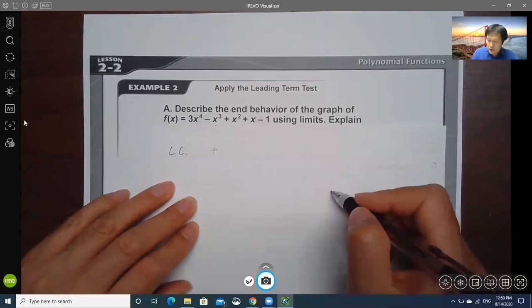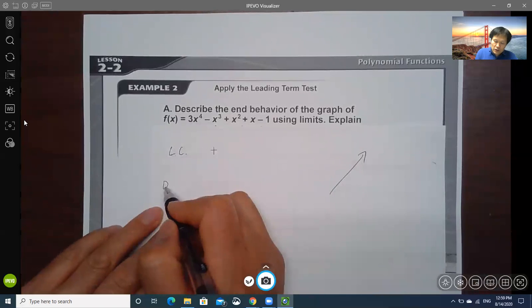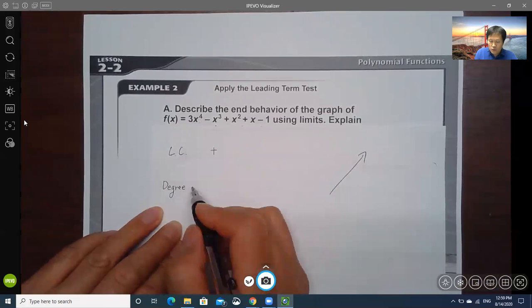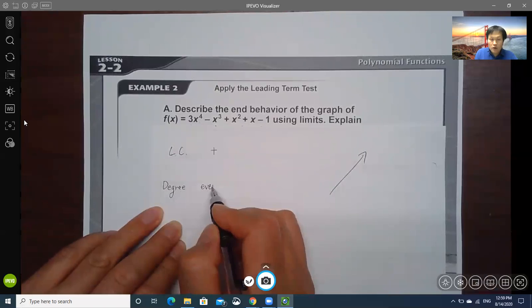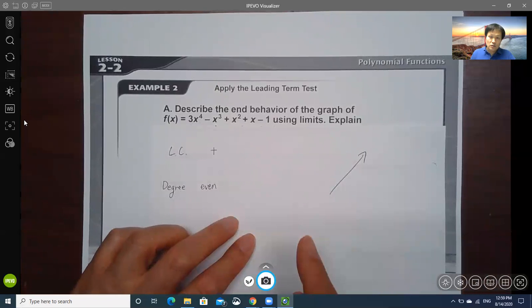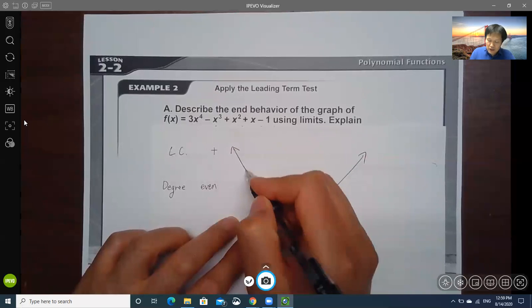What does that tell us? Right hand is gonna go up. Now, the next thing you need to look at is the degree, which means the highest power of x, 4. Degree is 4, which is an even power. What does that tell you? Both ends will go the same direction. So since we know right hand goes up, you know left hand has to go up too.